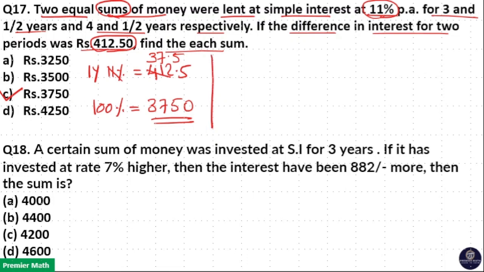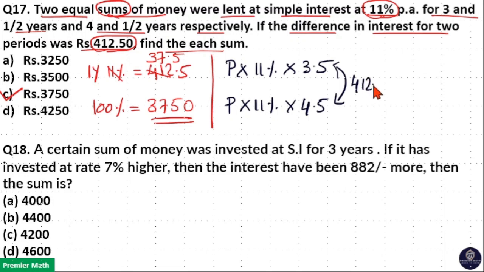If you have difficulties in doing this, you can directly apply the formula. Let us consider sum or principal as P here. So the difference in interest received between the principal P at 11% per annum rate for 3.5 years and principal P at 11% per annum for 4.5 years is equal to 412.5 rupees. Now here this principal and rate are common. Only the number of years is varying. So the difference in number of years is 1 year. So for 1 year, 412.5 is the interest received. This is because of the principal P at the rate of 11% per annum for 1 year. Now if you solve this, you will get P as 3750.